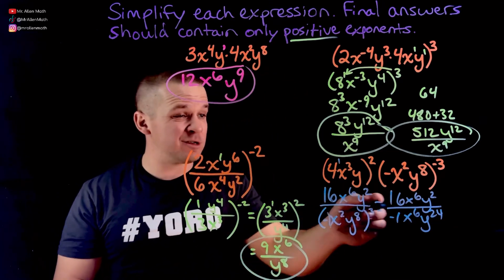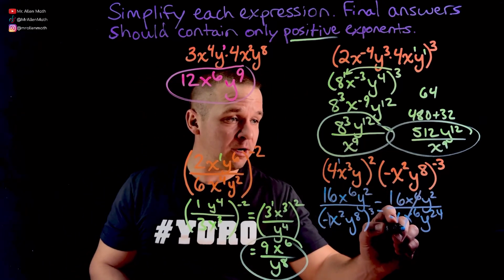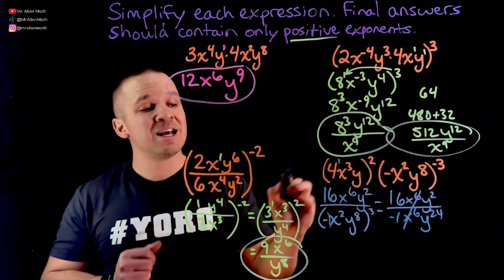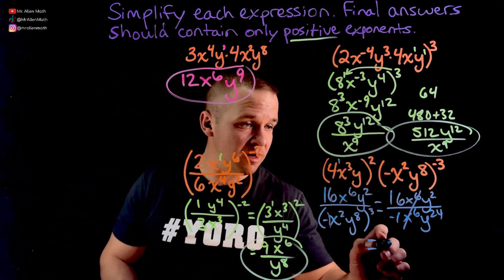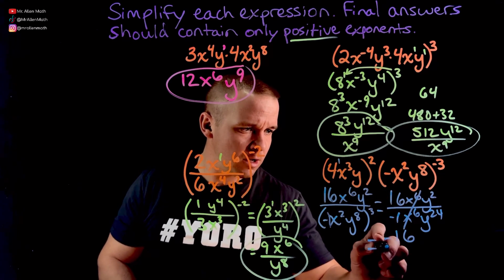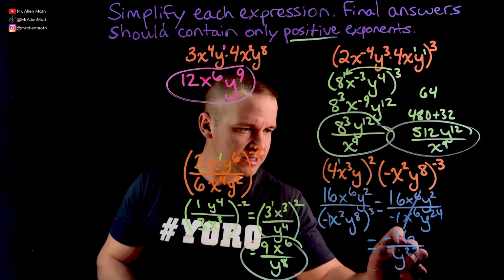Now I can simplify. It looks like my x to the sixth cancels. And then I got 24 is the larger one, so I'll do 24 minus 2 is 22. Final answer is going to be my negative. I'll throw that up in the numerator, -16 over y to the 22nd.